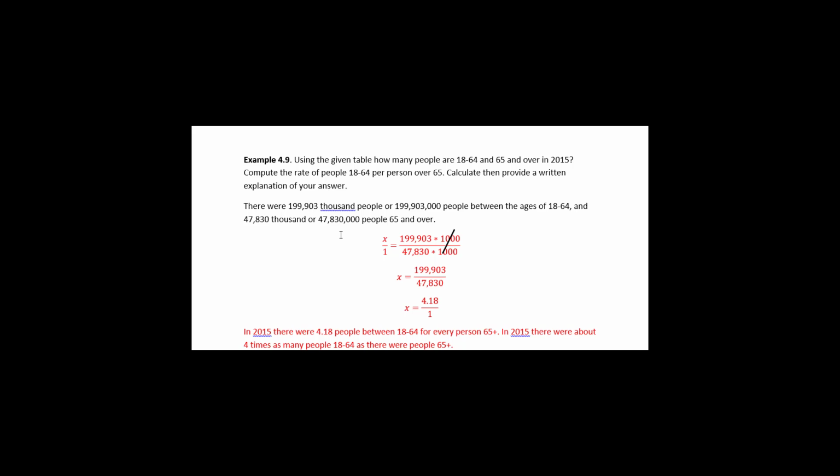So we're still doing unit rates here. Using the given table, how many people 18 to 64 and 65 and over are there? So we want to know how many people in this age group and how many people in this age group in 2015. And then I want to compute the rate, there's the numerator, people 18 to 64 per one person age 65. And then I'll give an explanation of the answer.